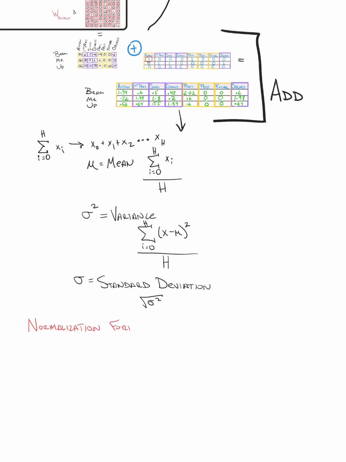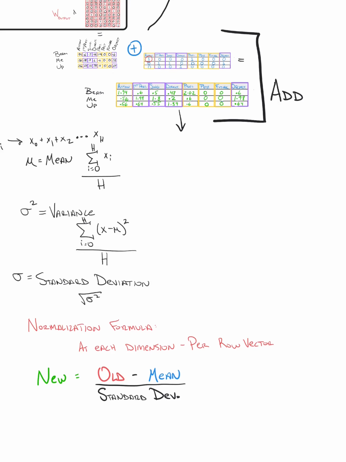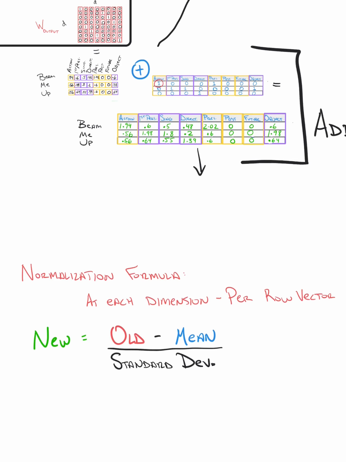So finally, to normalize each value such that the mean of our values is 0 and our standard deviation is 1, the new scalar value at each index is the old value minus the mean of the row vector divided by the standard deviation. I'll carry out the math and pause to review if needed.